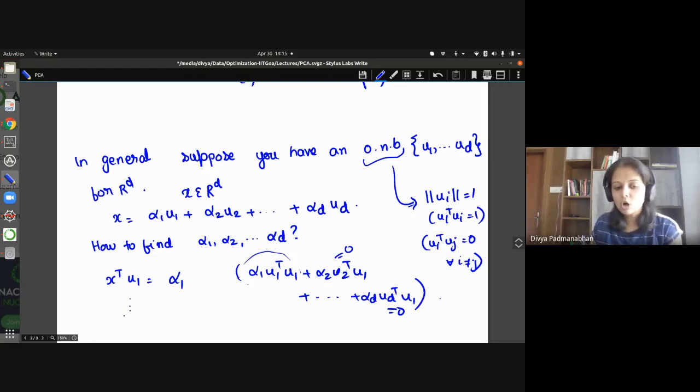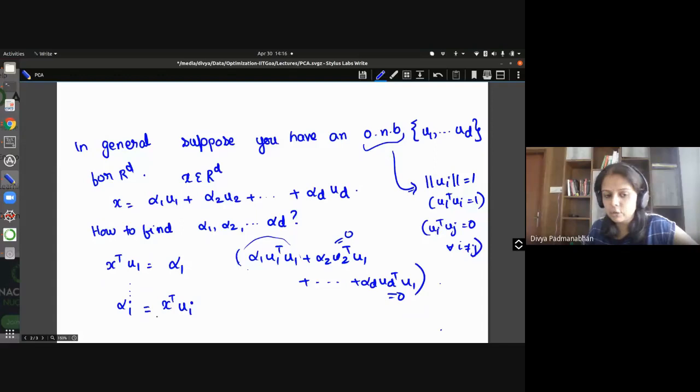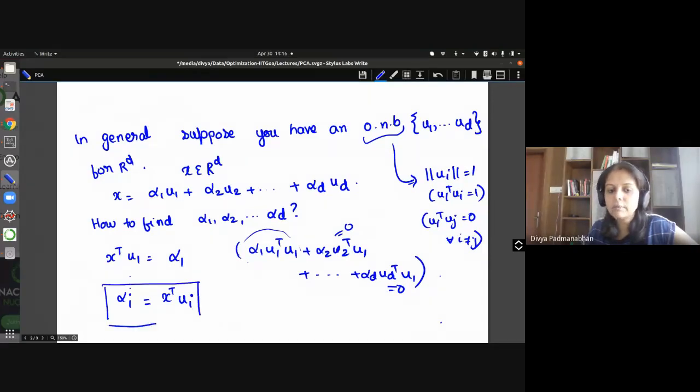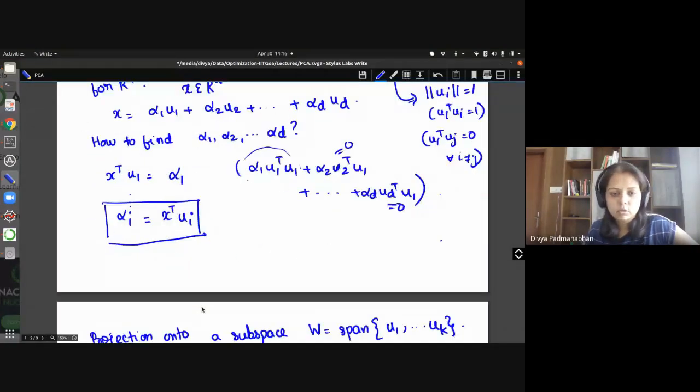So in this manner, all the alpha i's are just going to be x transpose ui. That's how, if you're given any orthonormal basis, you represent any vector x, using these coefficients which are computed in this manner. I think this is probably stuff that you've already seen.